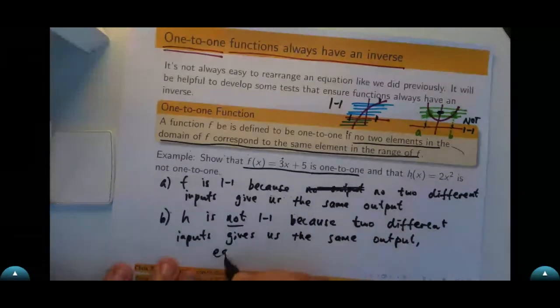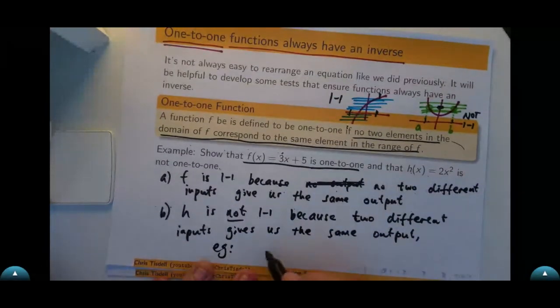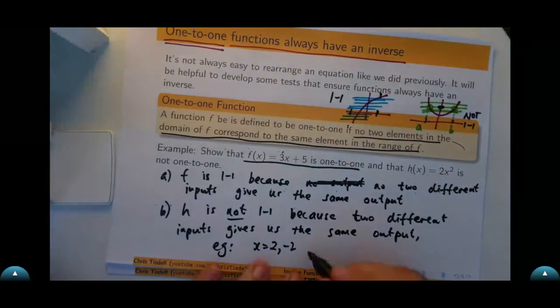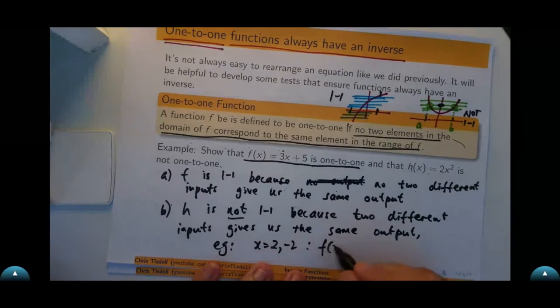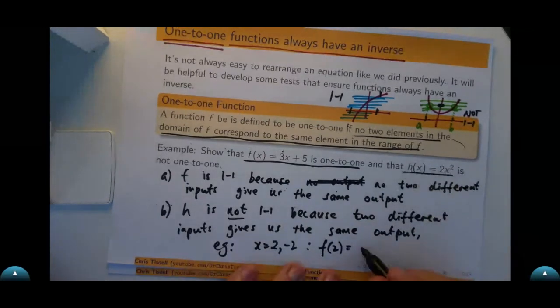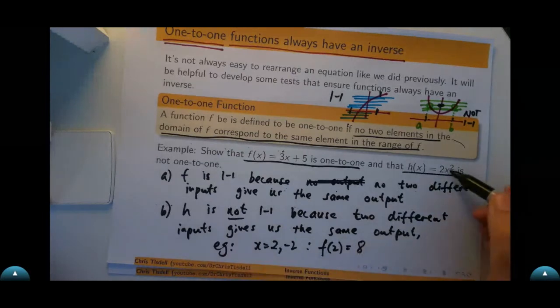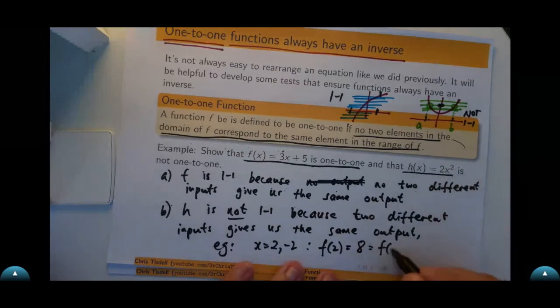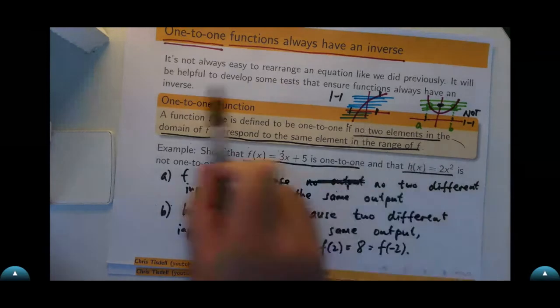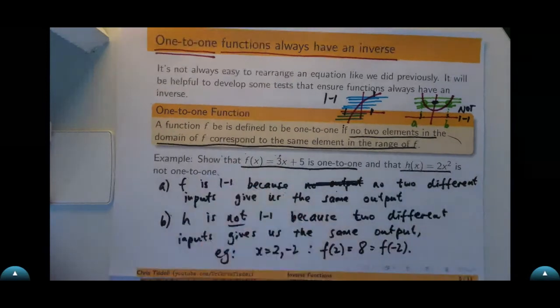So let's look at an example. Let's say x equals 2 and negative 2, right? So f of 2 will equal 8, and f of negative 2 will also equal 8. So that breaks that definition. Or you can just draw a picture. That's pretty easy to do.